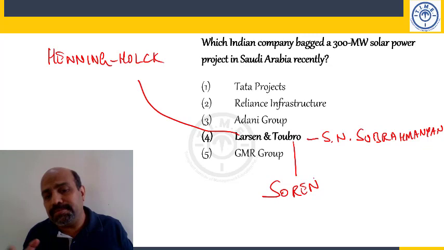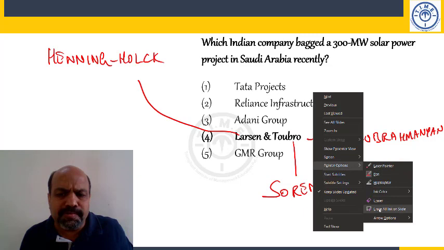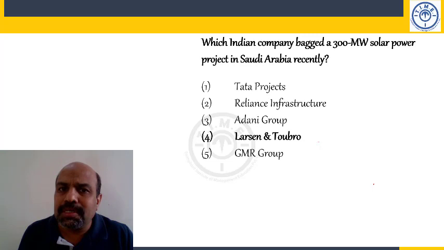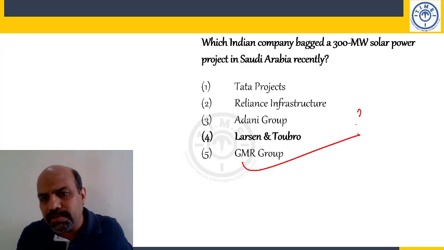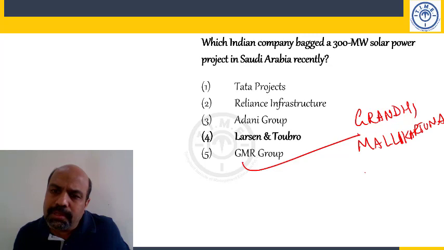Okay, you know about Adani, Tatas and all that. Well, let me tell you about GMR. GMR is a major infrastructure company. It owns airports. The Hyderabad airport is owned by them. The Delhi airport has been modernized. It's a public-private partnership between the Government of India and the GMR group. GMR stands for Grandhi Mallikarjun Rao. I know this because he's a Telugu, and I usually keep track of all these guys.